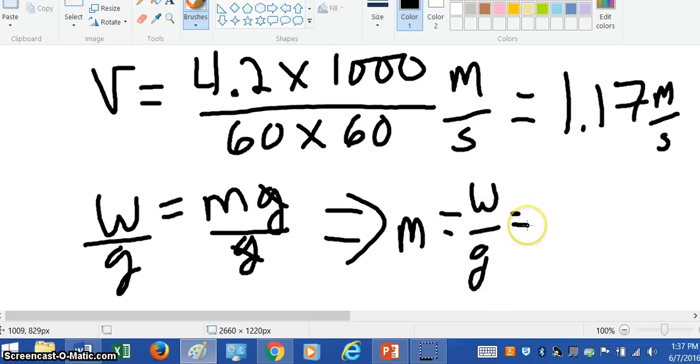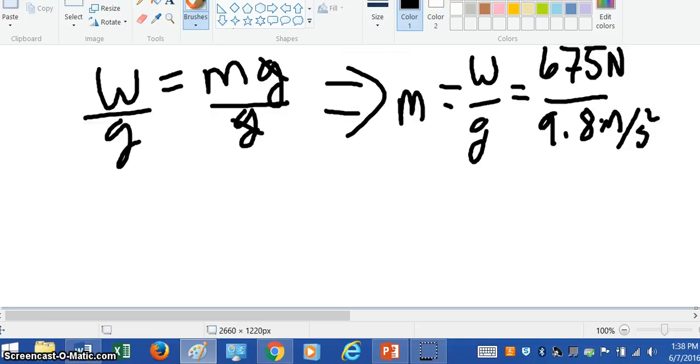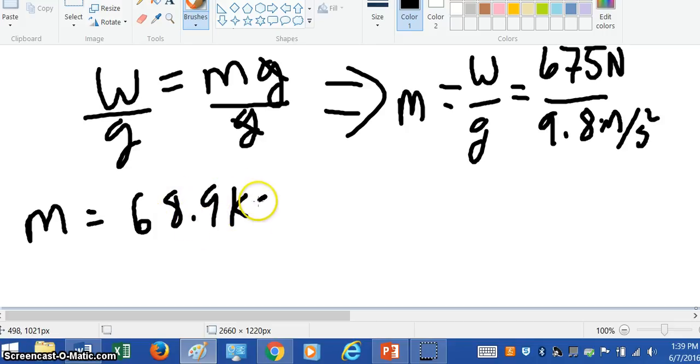Rearranging this equation, we divide both sides by little g, and the little g cancels. And so the mass is equal to the weight divided by little g. And I'm going to put the numbers in now. So it's 675 newtons divided by, and of course little g is a constant for the Earth, 9.8 meters per second squared. And remember, a newton is a kilogram times a meter per second squared. So when you do the calculation, the mass turns out to be 68.9 kilograms, roughly.